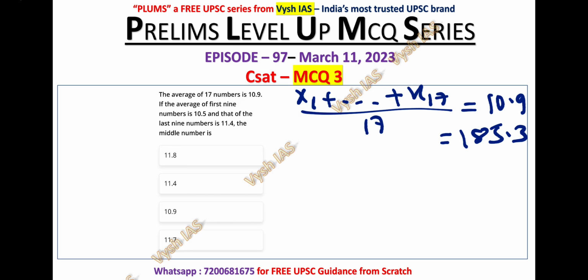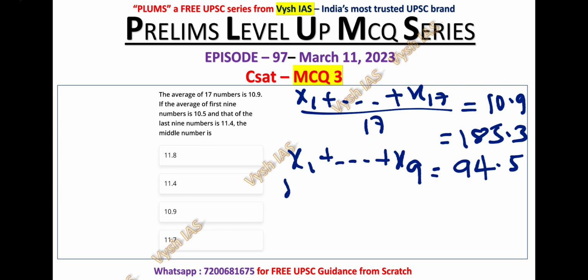Now read the next data. The average of the first 9 numbers, x1 to x9 by 9. I am directly multiplying 9 into the average given as 10.5. 10.5 into 9 is nothing but 94.5. I am directly writing the data. In the second case, the last 9 numbers will start from x9 again. x9 till x17 is equal to 9 into 11.4, that is 102.6.